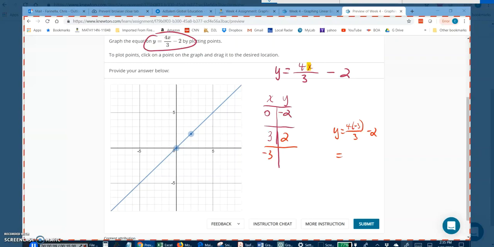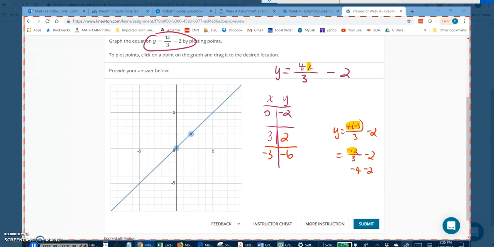Although in this case it might be easier just to multiply the 4 times negative 3 in the numerator. We'd get negative 12 divided by 3. Okay, right? 4 times negative 3 is negative 12. Negative 12 divided by a positive 3 would be a negative 4. And then bring down that minus 2. Negative 4 minus 2 would be negative 6.